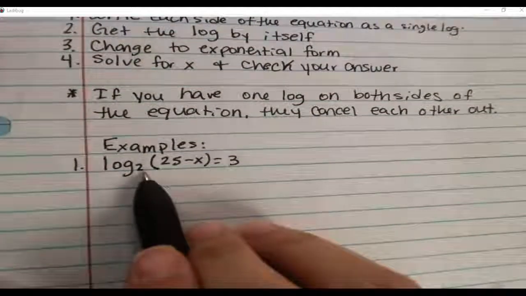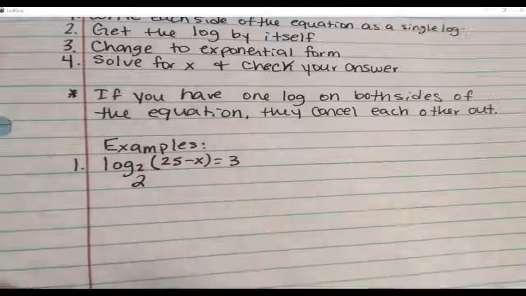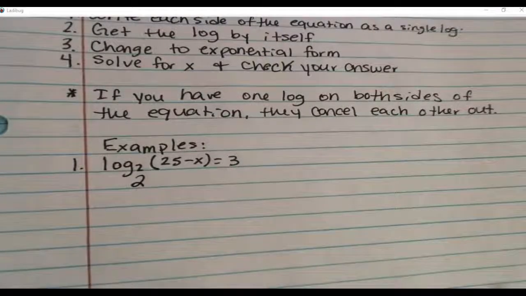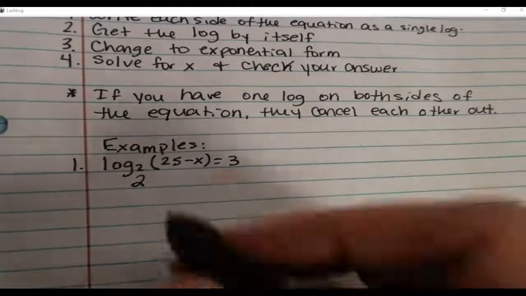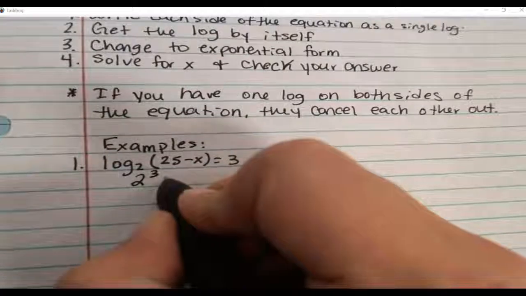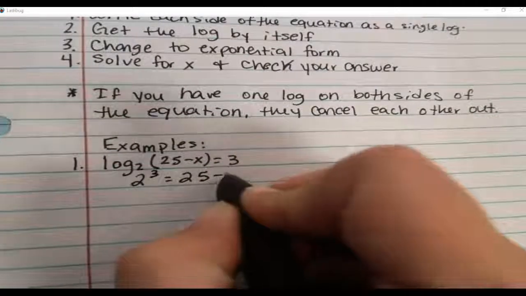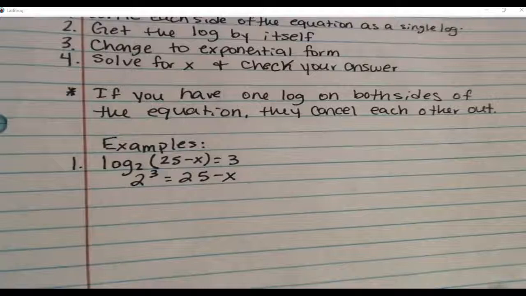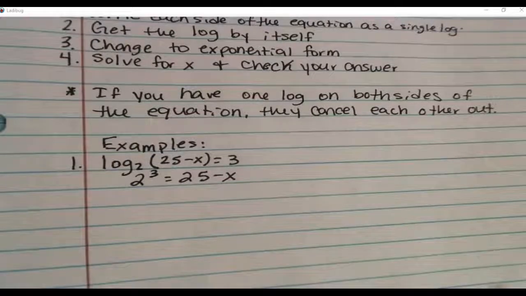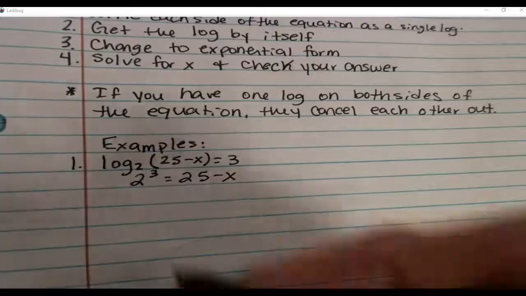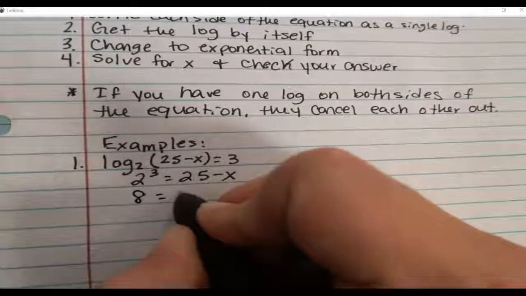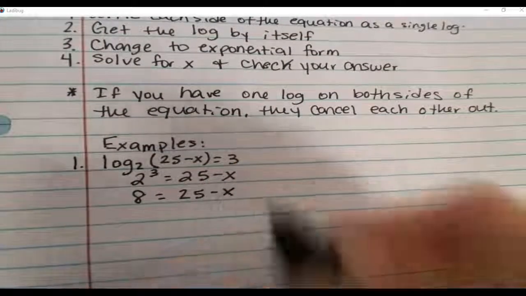So, exponential form, our base is 2. So, our base is still 2. And then our 3 and our 25 minus x switch. So, 2 to the third equals 25 minus x. Questions on changing the form? What is 2 to the third? So 8 equals 25 minus x.